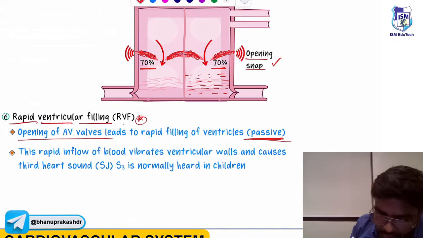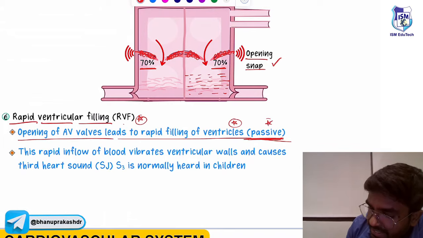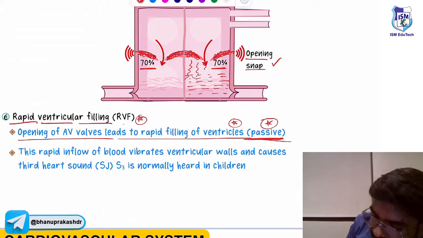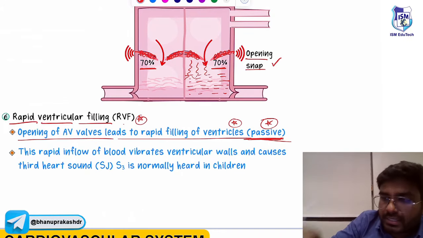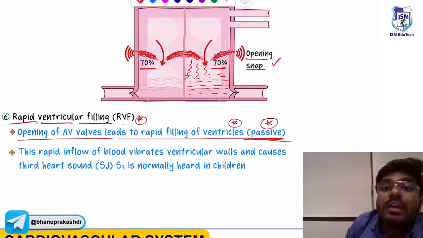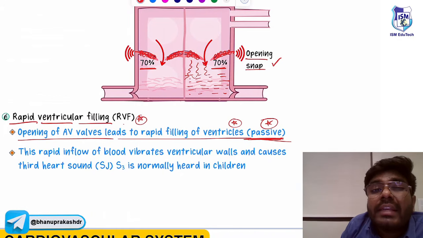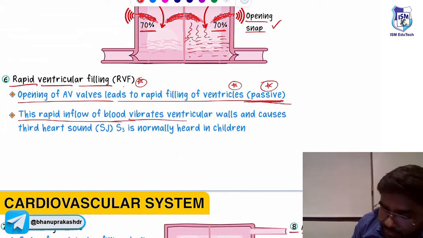Opening of the AV valves leads to rapid filling of the ventricles. So this stage is passive. When 70% of the blood is coming down into the ventricles, it will cause vibration in the wall of the ventricles, a little shakiness. So we will hear a little heart sound called the S3 heart sound. This rapid inflow of blood vibrates the ventricular walls and causes the third heart sound, S3.